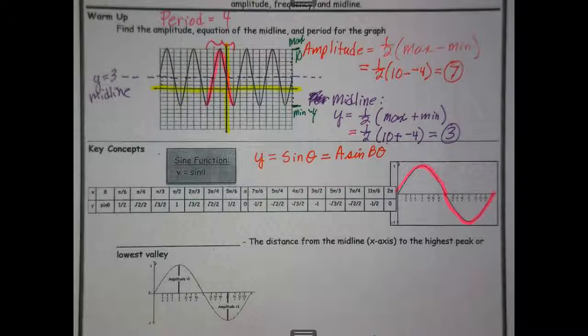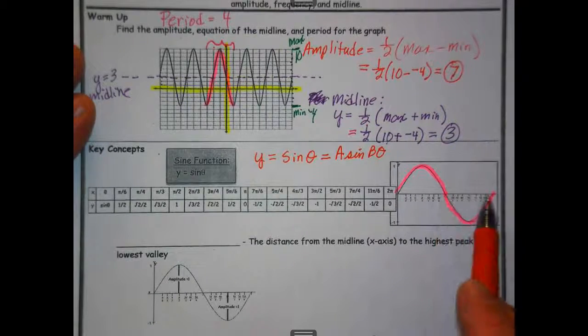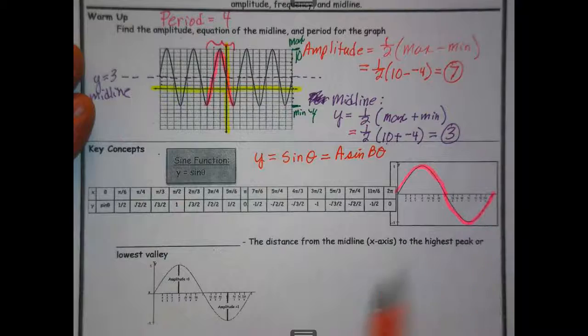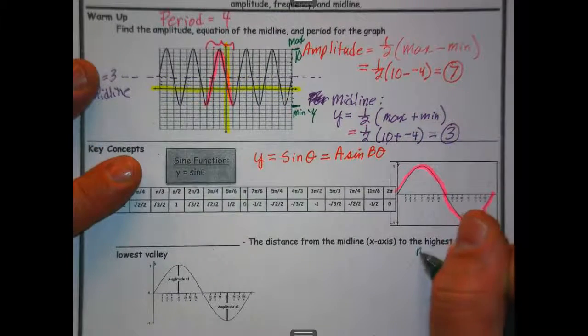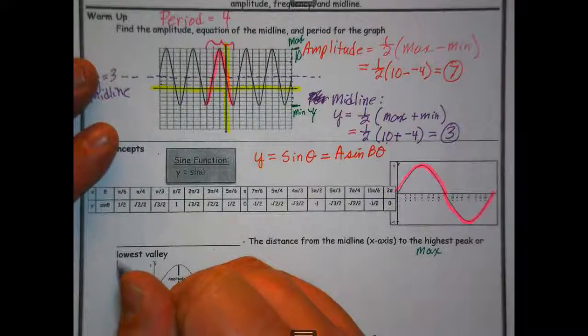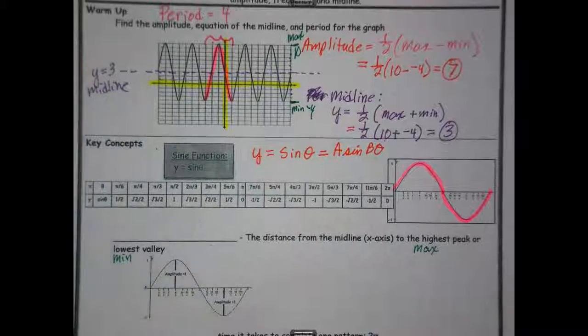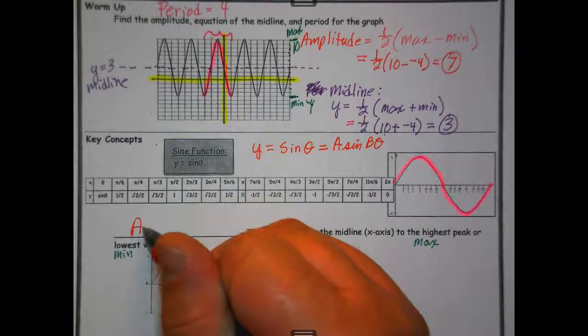Okay, so the distance from the midline in our parent function, which actually is the x-axis, to the highest peak or maximum, or the lowest valley or minimum, as we like to call it in mathematics, that distance is called what? That's right, that's the amplitude.